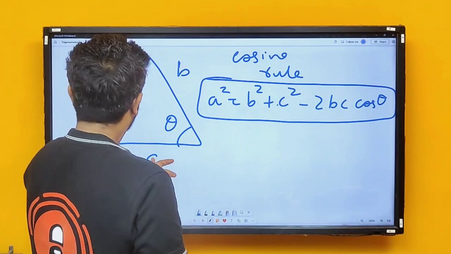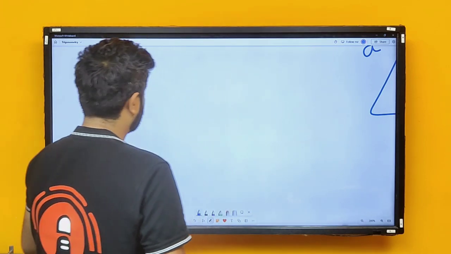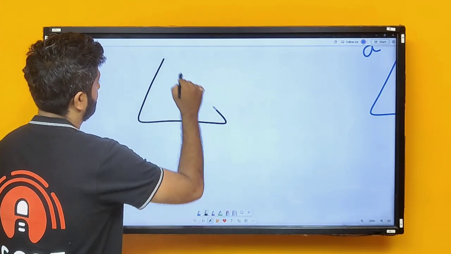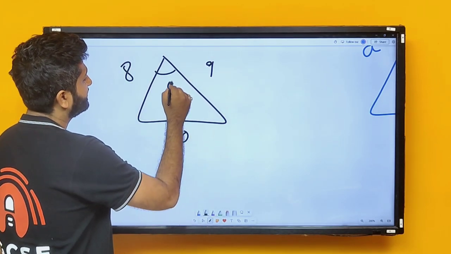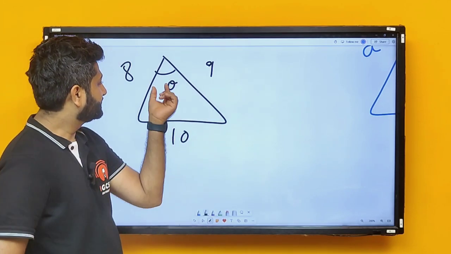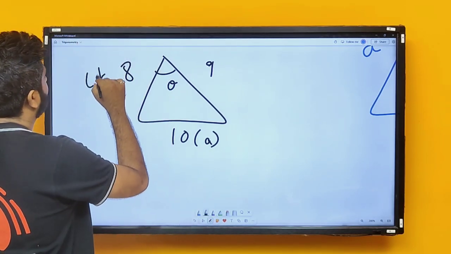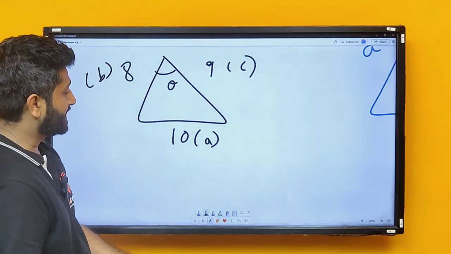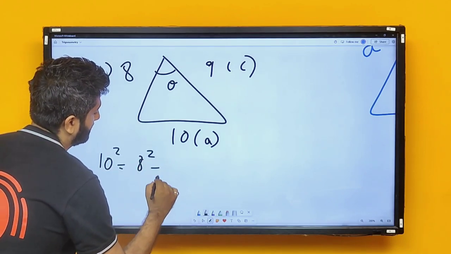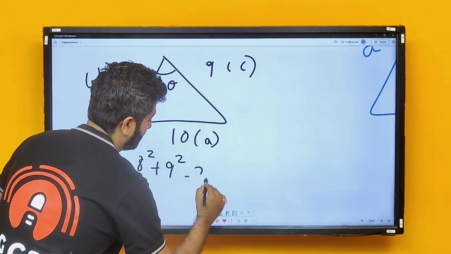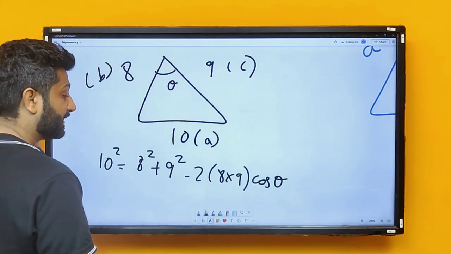Right. Now, let us take an example of cosine rule to understand it better. Let's say I have a triangle, and let's say this is 8 centimeters, this is 9 centimeters, and this is 10 centimeters. And I want to find this angle theta. So the side opposite to the angle becomes A, and I label the other two sides as B and C. So the rule says A square, which is 10 square, equals 8 square plus 9 square minus 2 times 8 into 9 into cos theta.